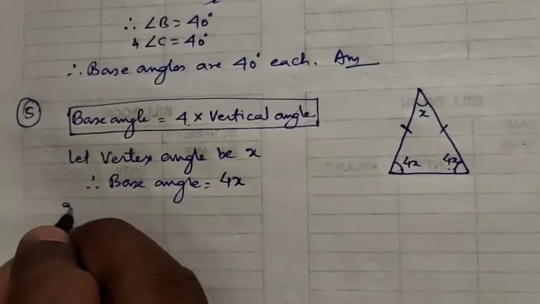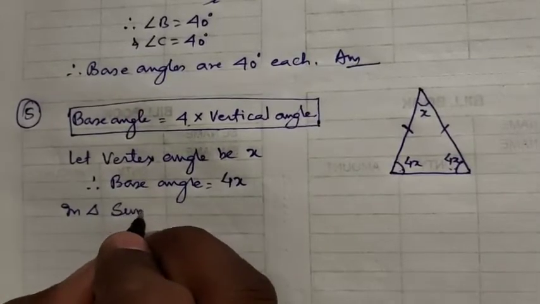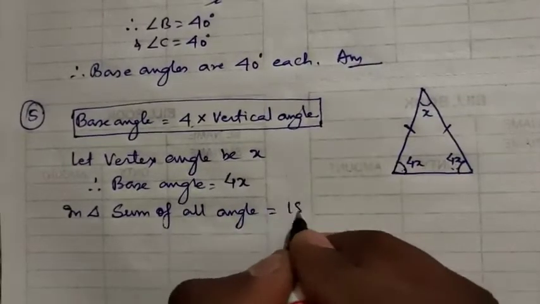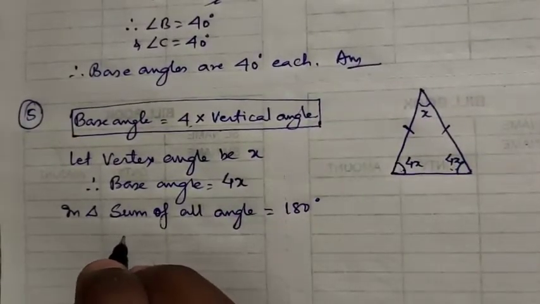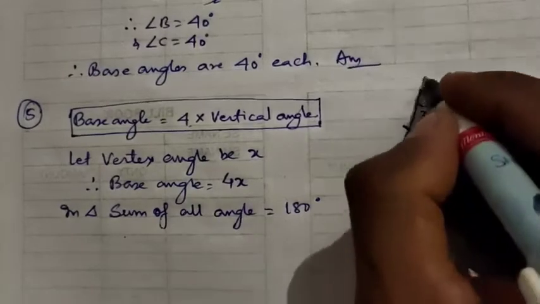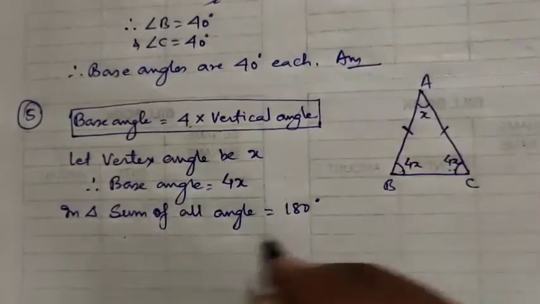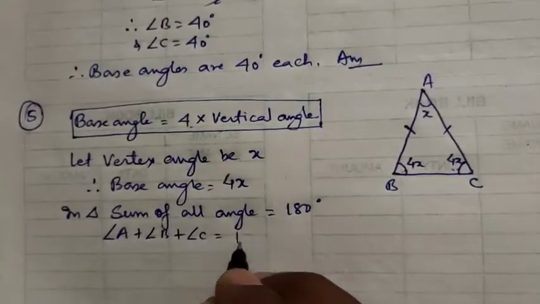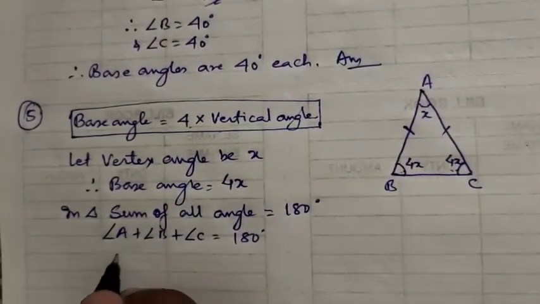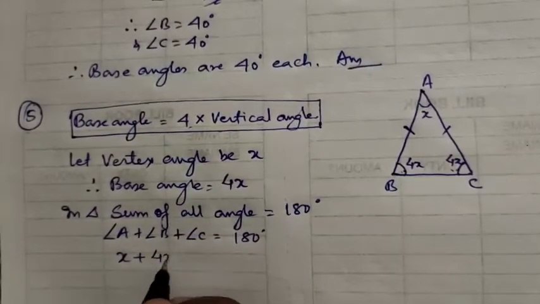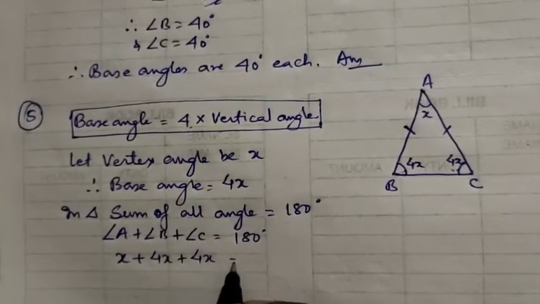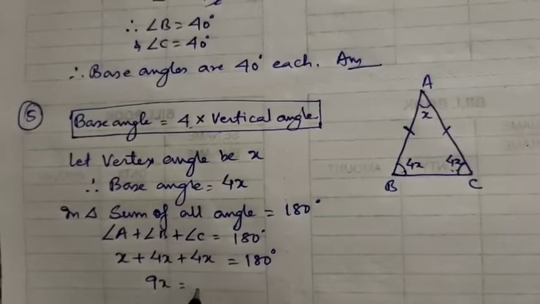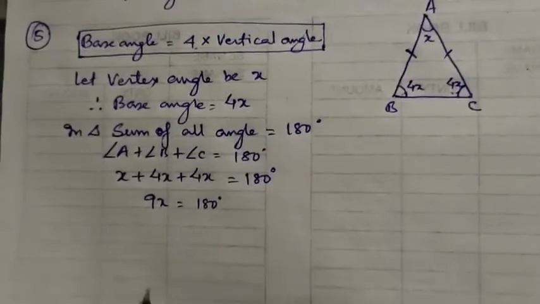Now we know that in a triangle the sum of all angles is equal to 180 degrees. Let us rename it A, B, C. We can write angle A plus angle B plus angle C is equal to 180 degrees. In place of angle A we will write x, in place of angle B 4x, in place of angle C also 4x, is equal to 180 degrees. 4, 4, 8, 1, 9. 9x is equal to 180 degrees.